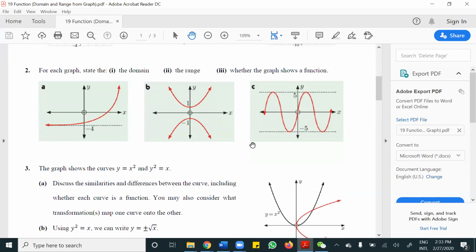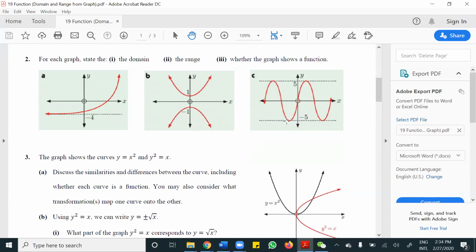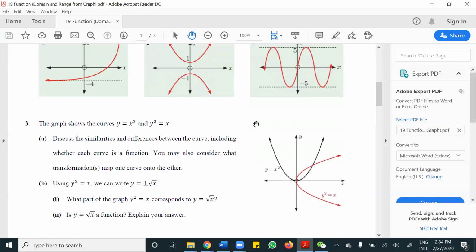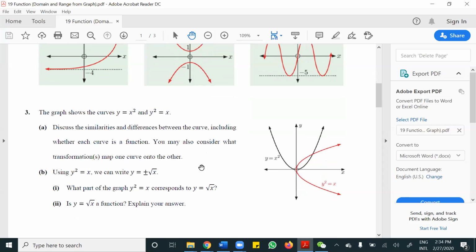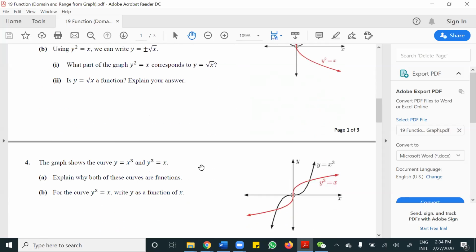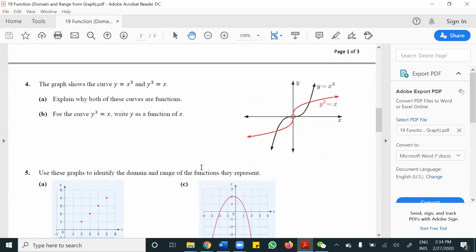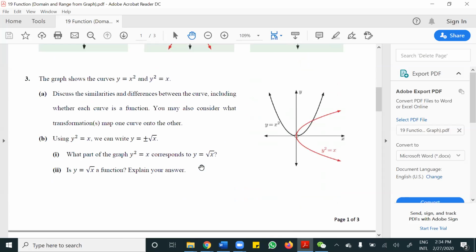Everybody attempt question 2, and I will call you one by one to explain. So there are 9 questions basically, because question 1 asks domain, range, and whether the graph is a function. So there are 9 problems. I'm going to be calling 9 people to tell me what they have found out. Then after that, you can move to question 3. Then we will move to maybe question 4. So please start question 2.